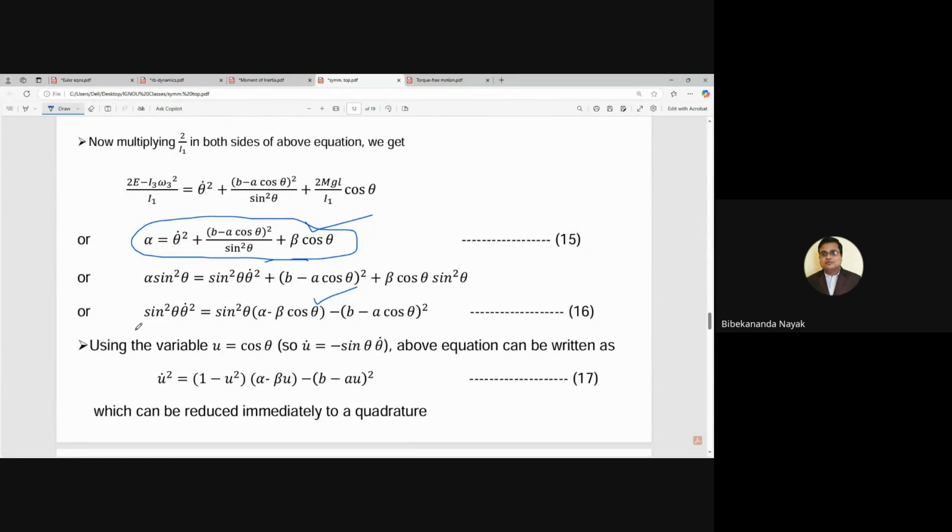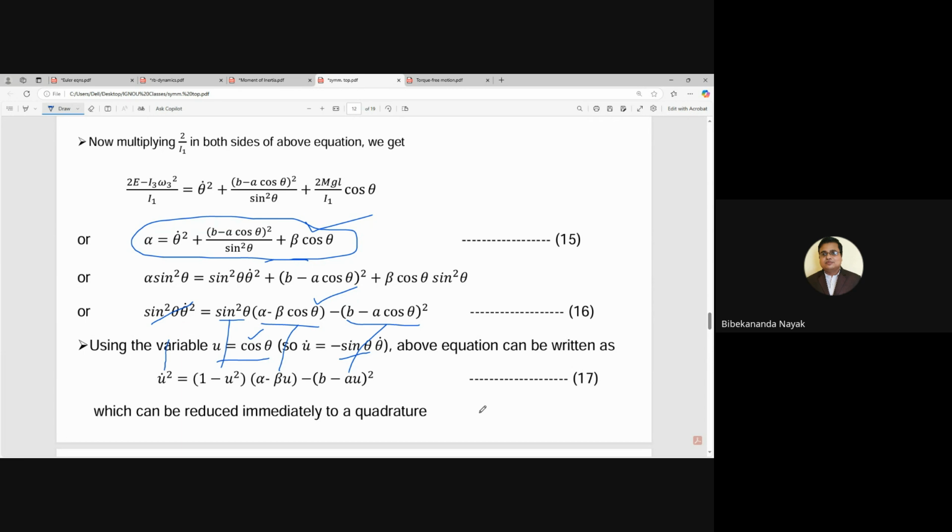Now, for solving it, put u equal to cos theta. If u is equal to cos theta, then u dot, du by dt, is minus sin theta times theta dot, or sin theta dot. So substitute here. Sin theta dot square means it will be u dot square. Sin square theta is 1 minus cos square theta, which is equal to 1 minus u square. Alpha minus beta cos theta becomes alpha minus beta u. B minus A cos theta becomes B minus A u, squared.